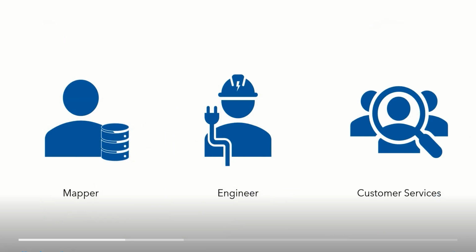Here's an example of 3 users that we would typically see in a water utility. I'm going to consider what each of these users need from Utility Network Editor to carry out their daily tasks. Let's start with the mapper first.